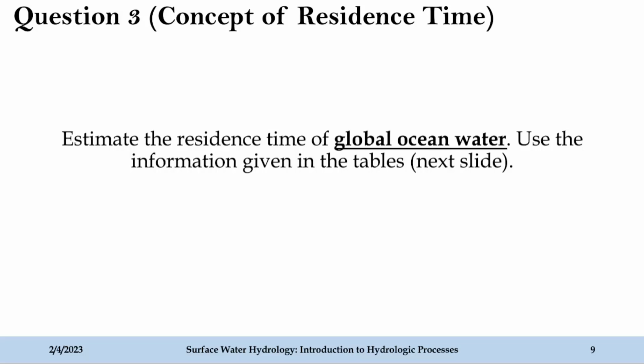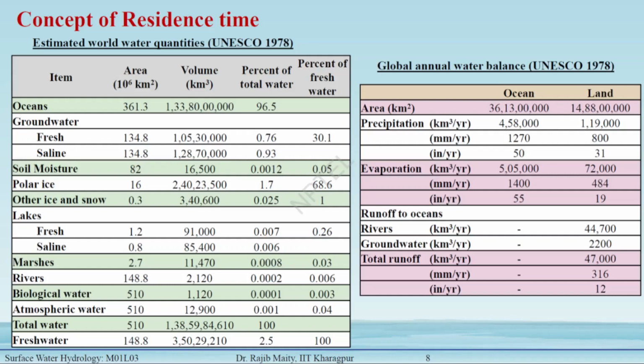Now we are interested to find out, once the water molecule enters the global ocean system, how much time that water molecule will stay in the global ocean water resources. So let's try to find out the residence time for global ocean water using the information given in this table. So you are already now aware of how to use this table. I would like to have your attention on the volume of water available in the ocean, and you can see it is a massive number.